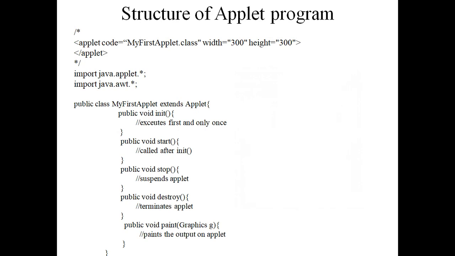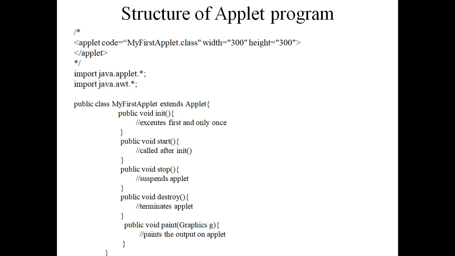Now let's see what is the structure of an applet program. So as I said earlier, an applet program is a program that is embedded inside an HTML page. Now, there are two ways of writing an applet program. You can separately write the HTML code and save it in a .html file, or you can write the HTML code in the same Java source file itself. If you're writing the HTML code in the same Java source file, then you have to comment the block of HTML code. So in the structure of the applet program, I have written the HTML code in the same Java source file, which is named MyFirstApplet.java.